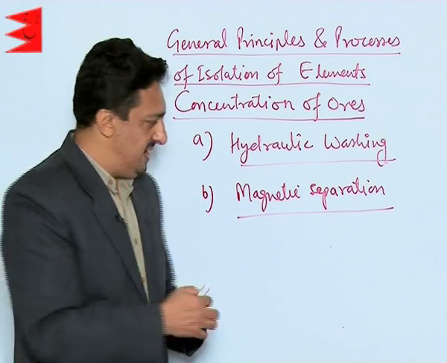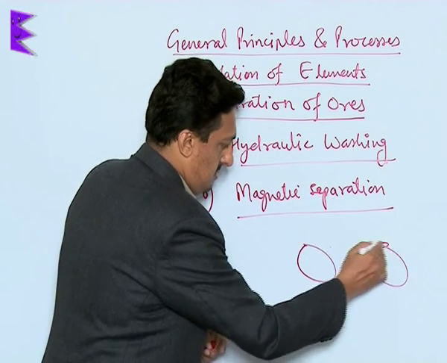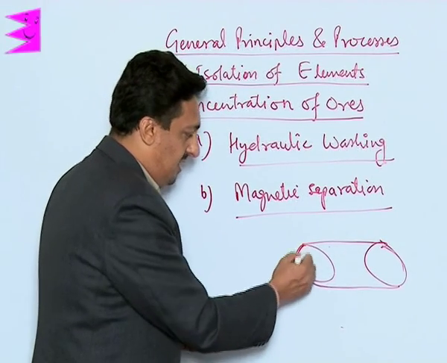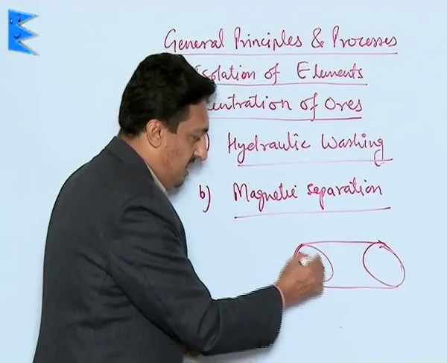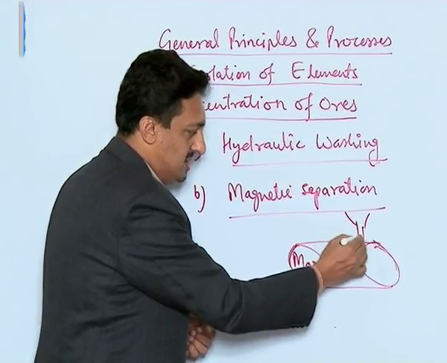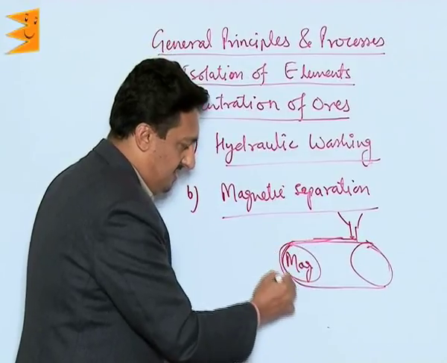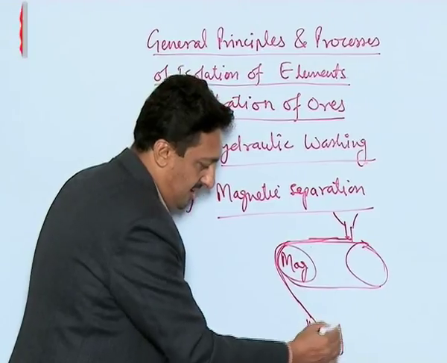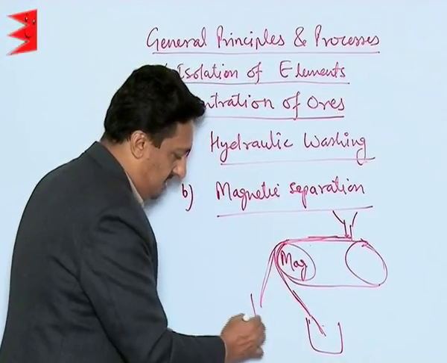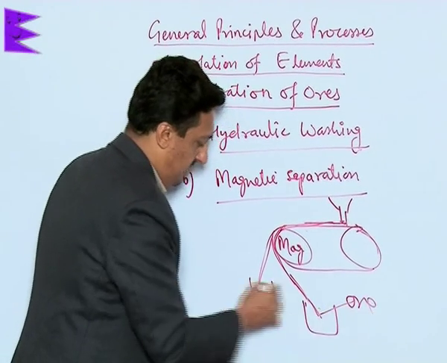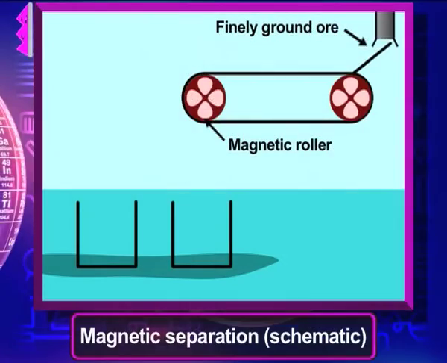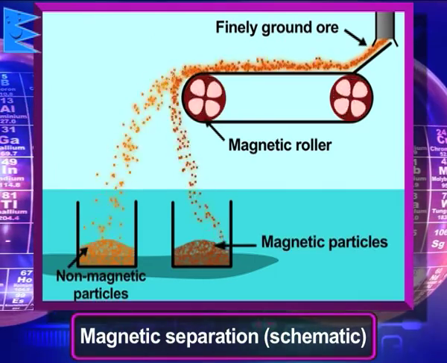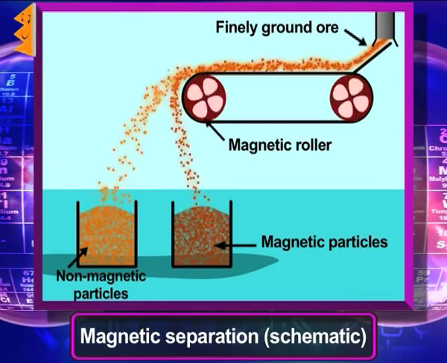Now, we use a roller like this, which has a belt like a treadmill. This roller is magnetically active. When the crushed and powdered ore is put on this belt, due to this magnetic roller the ore gets stuck to it and then gets separated out here, whereas the gangue particles go down here and can be separated. So this will be your ore, and here you will get the gangue particles, which are non-magnetic, whereas the ore, being magnetically active, gets separated out at this end.